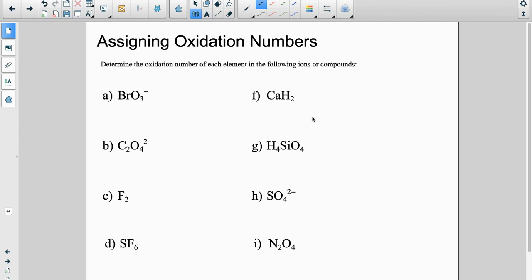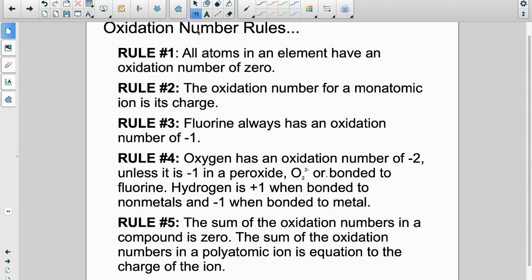So before we can identify whether something is oxidized or reduced, you have to be able to assign oxidation numbers. So here are the oxidation number rules. So rule number 1, all atoms in an element have an oxidation number of 0.